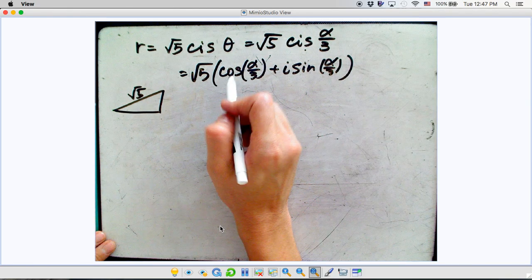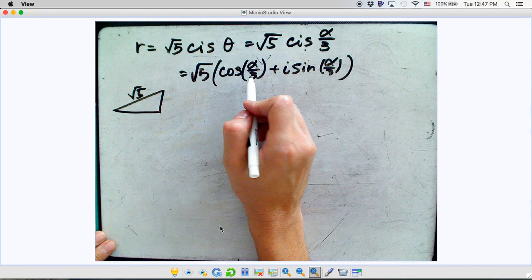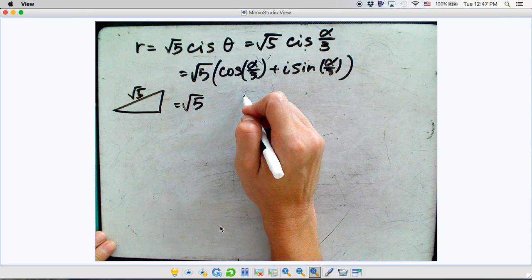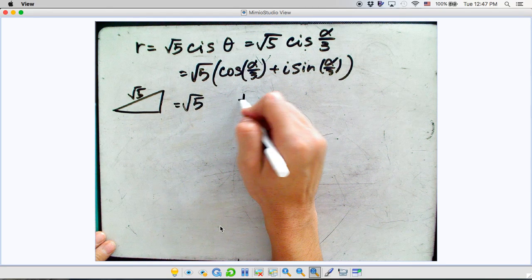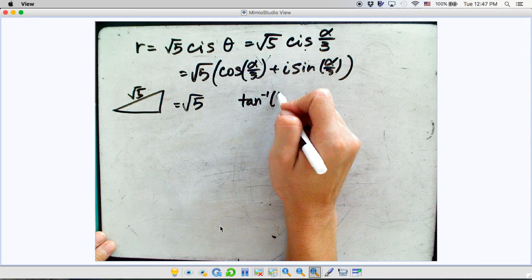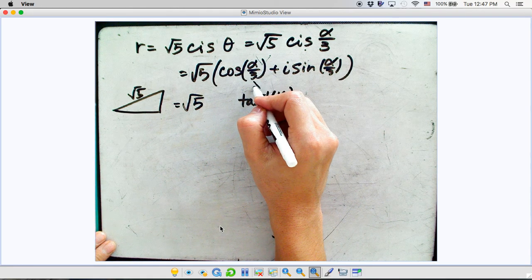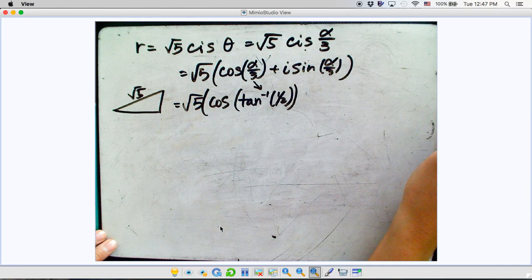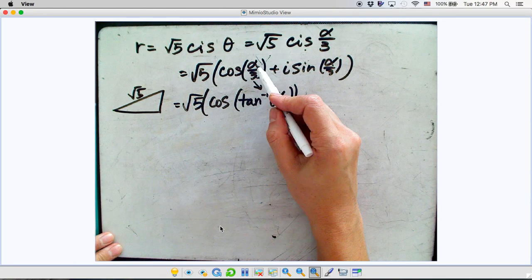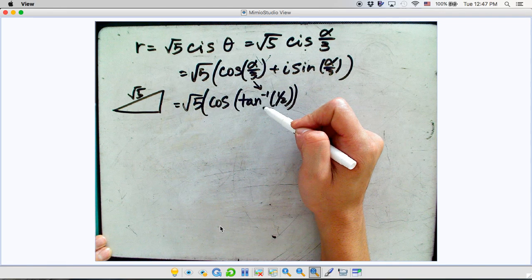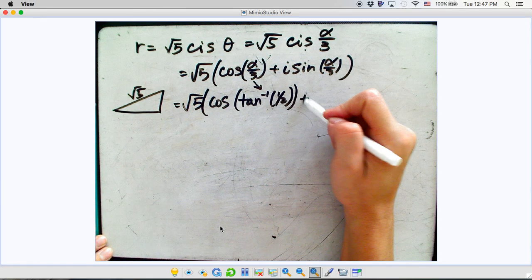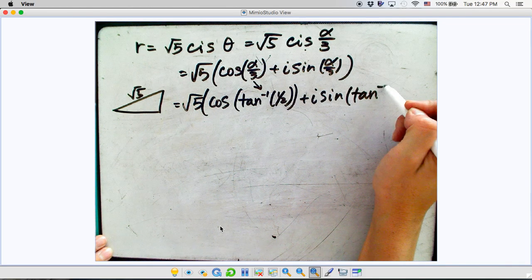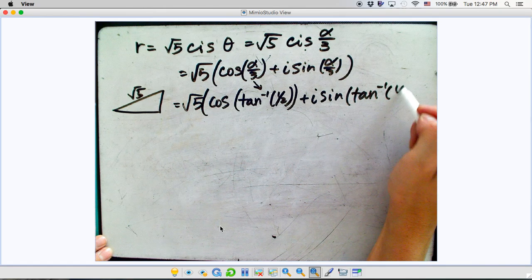And we know that this alpha over 3 equals the inverse tangent of 1/2, right? We just found that from the previous work. So we're just replacing alpha over 3 with inverse tangent of 1/2. So we have cosine of inverse tangent of 1/2 plus i sine of inverse tangent of 1/2.